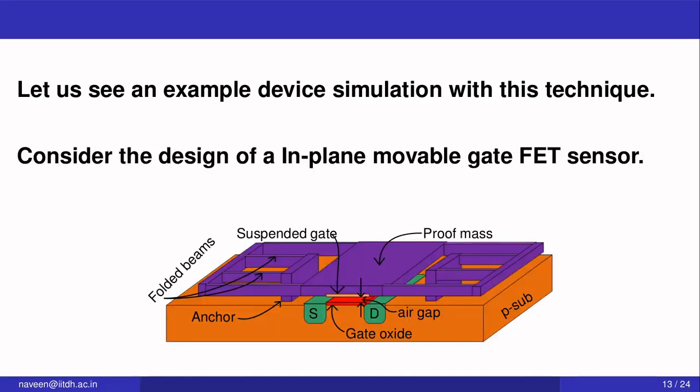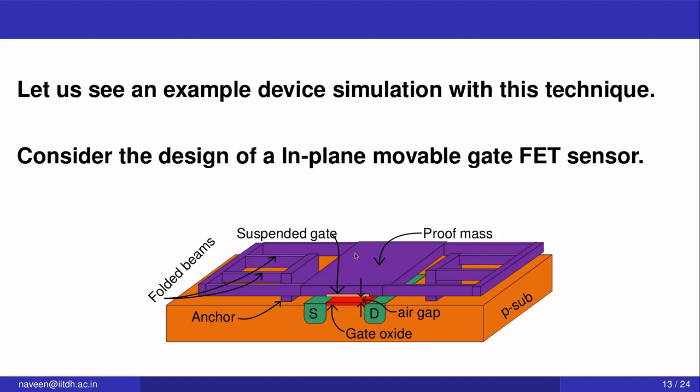Let's say we have to design an in-plane movable gate sensor. This is an example of how such a device would look. You have a proof mass which is suspended by folded beams, and below the proof mass is embedded the gate of the transistor. This gate is now suspended over the channel. You see that there is an air gap between the gate and the channel, and the channel is formed in the substrate which has the source and the drain.